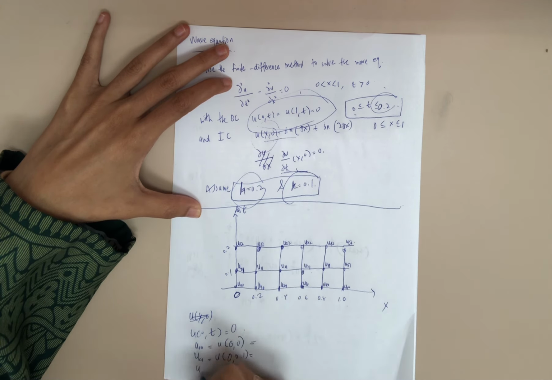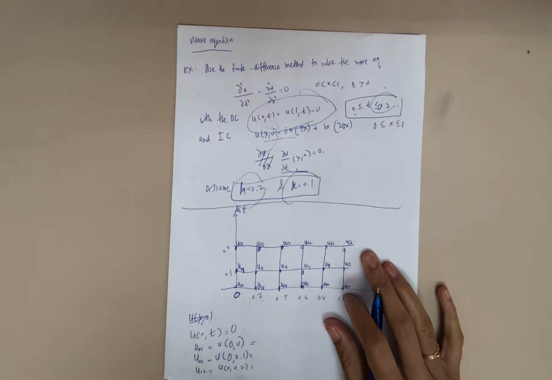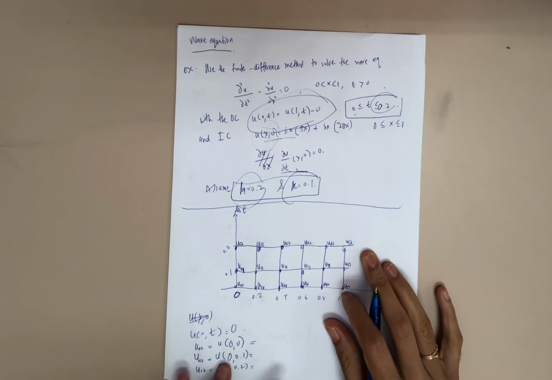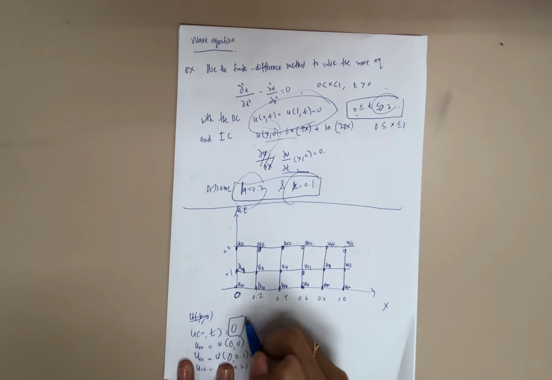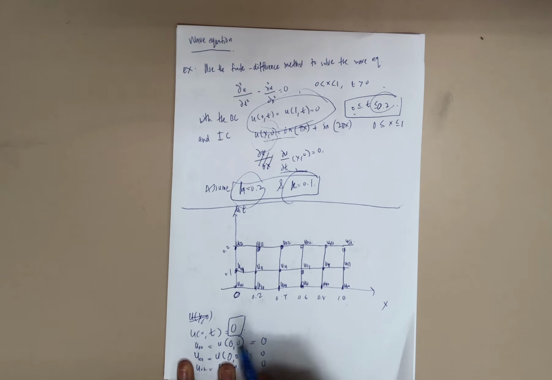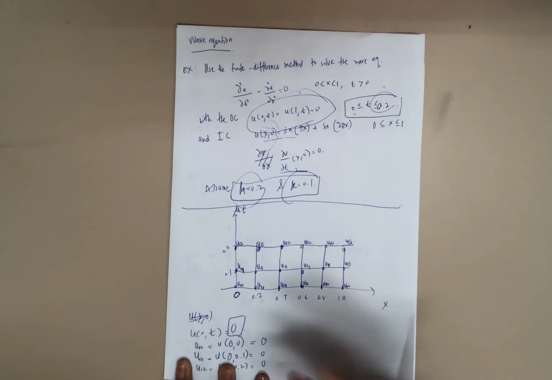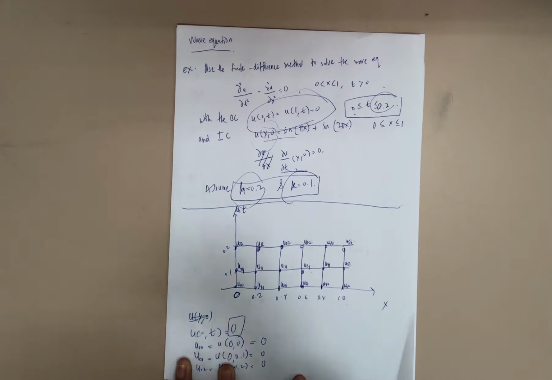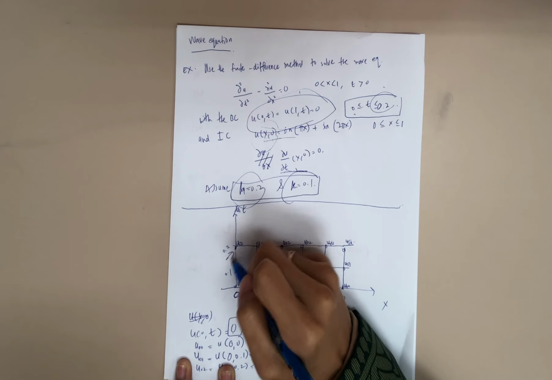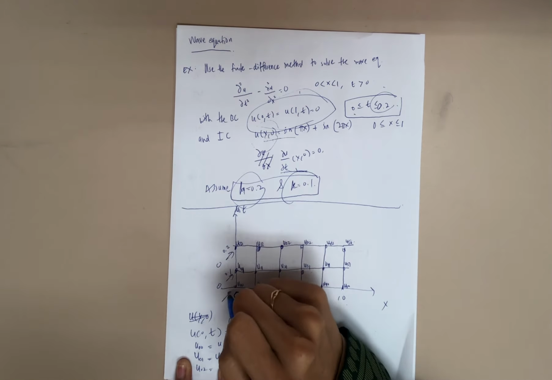Okay, and then U02 is U0,0.2. So what's the answer here? The answer here is 0 for all. It's already stated in the BC, right? So it's equal to 0 for all these three values. This means this one is 0, this one 0, and this one also 0.